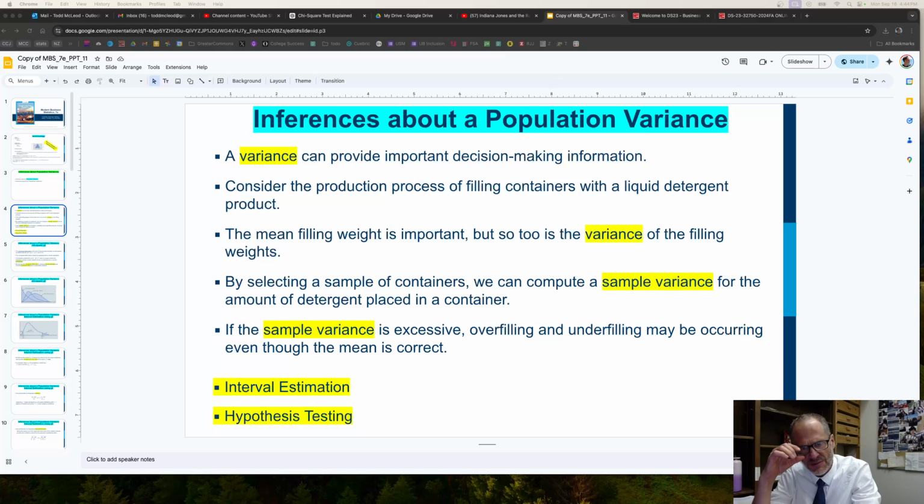Consider the production process of filling containers with a liquid detergent. The mean filling weight is important, but so too is the variance of the filling weights. By selecting a sample of containers, we can compute a sample variance for the amount of detergent placed in the container, and then based upon that sample, we can make inferences about the population variance. If the sample variance is excessive, overfilling and underfilling may be occurring even though the mean is correct. We're going to work with this in relation to both interval estimation and hypothesis testing. The first one we're going to look at in this video is interval estimation.